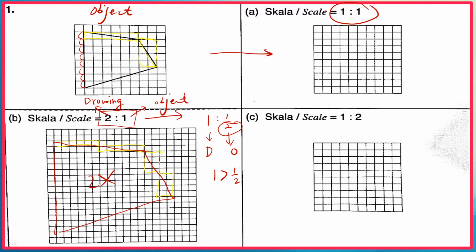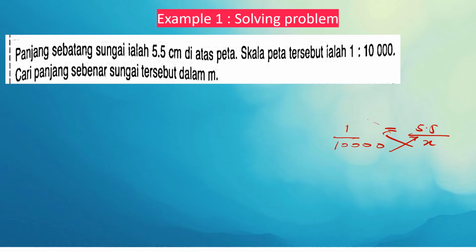For the third one, 1:2, the first one is the drawing and the second one is the object. As you can see, the drawing is smaller than the object, smaller by 2. So you divide by 2 for this drawing. Each side of the object you divide by 2, so it becomes smaller, right? So you draw here on your own.